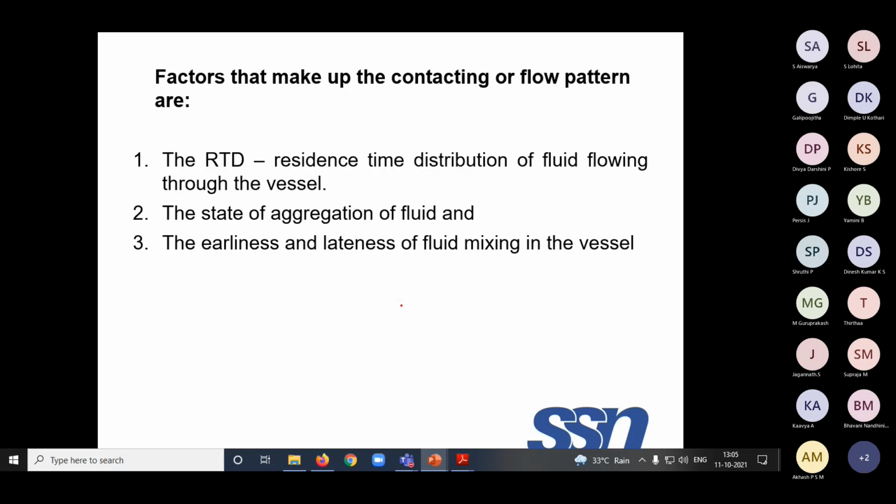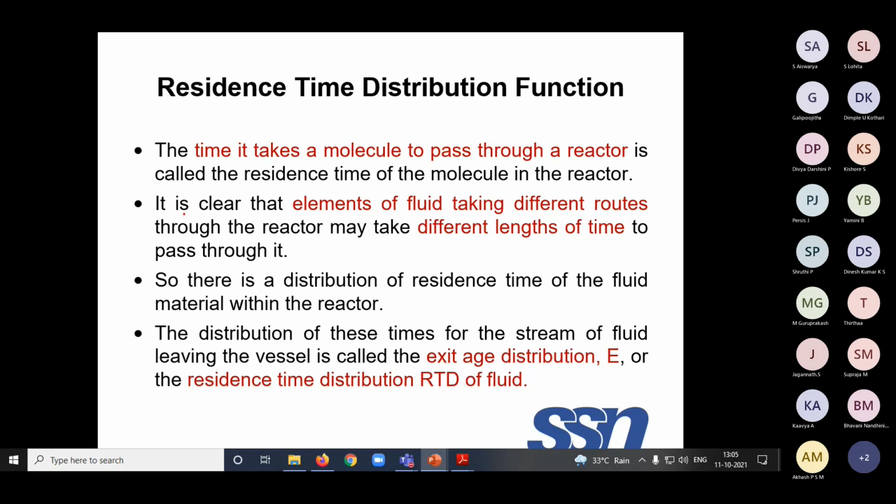This all I think we discussed in the earlier class. Here there are three important factors which you need to consider when you are designing a real reactor: one is the RTD, the other ones are the state of aggregation and the mixing, right? So we'll first see what is this RTD, how to calculate it, and what are the curves available for them. Then we go for these two later, right? So whatever discussion I'm going to make is only for RTD now, right?